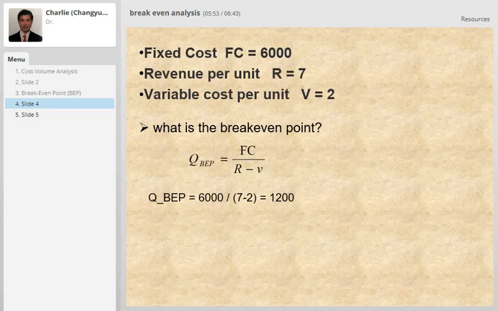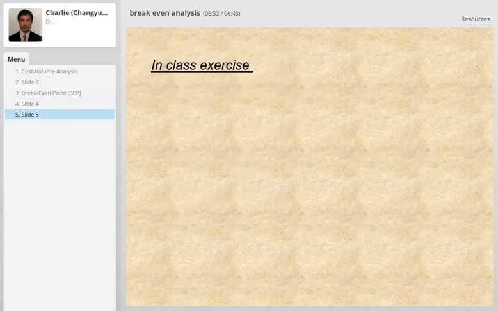So now it's time to practice our break-even point. We know that the break-even point has an equation we just had, which is Q equals FC over R minus V. Now, in this example, fixed cost equals 6,000, revenue equals 7, variable cost equals 2. So we plug these three numbers into this formula. We get 6,000 over 7 minus 2 equals 1,200. That is our break-even point. At this point, the factory is not making money. It's not losing money either. Here's the in-class exercise.